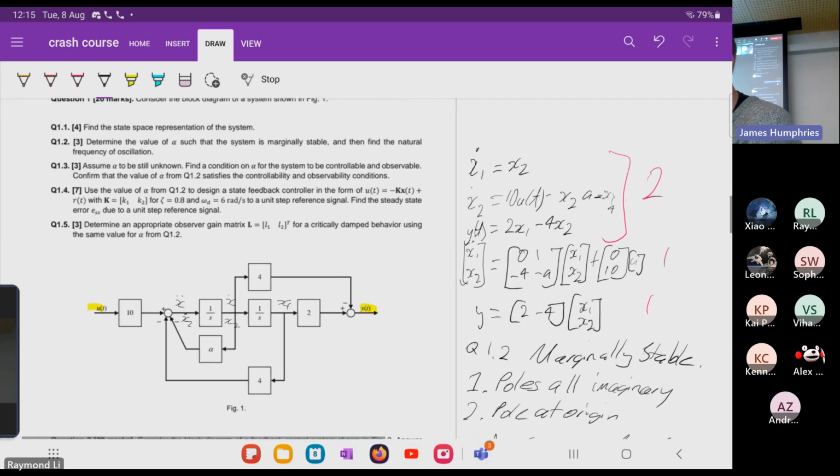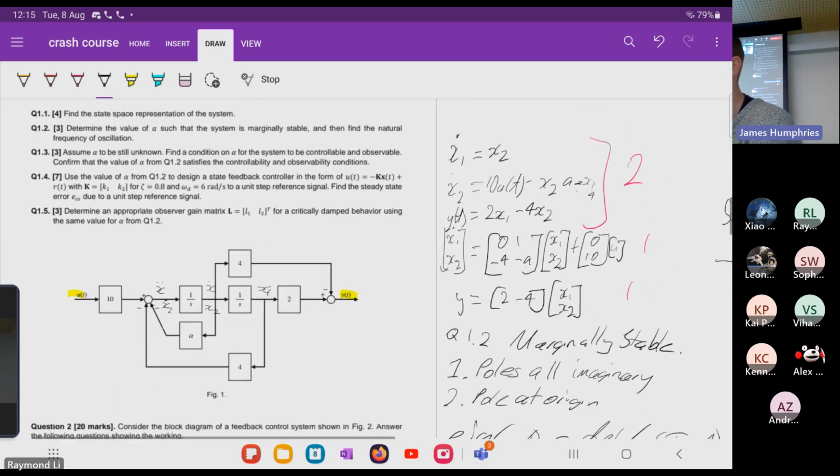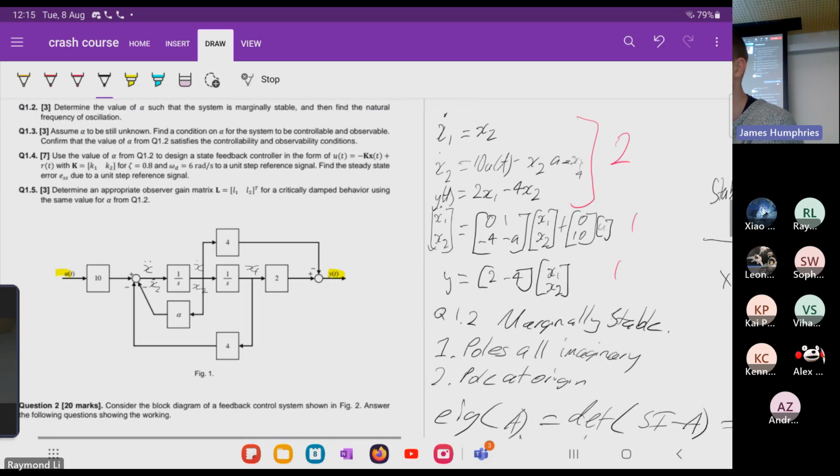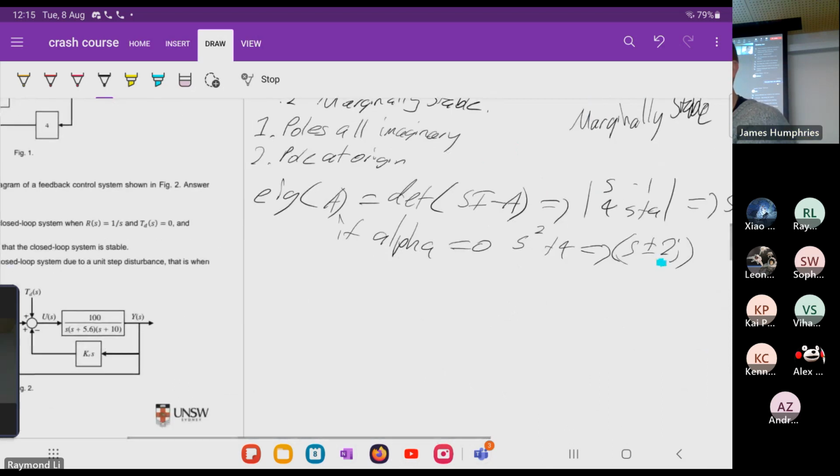Okay, so assume alpha to be still unknown. Find a condition on alpha for the system to be controllable and observable. Confirm that the value of alpha from question 1.2 satisfies the controllability and observability conditions. All right. So, what is the equation that we need for a matrix to be controllable?